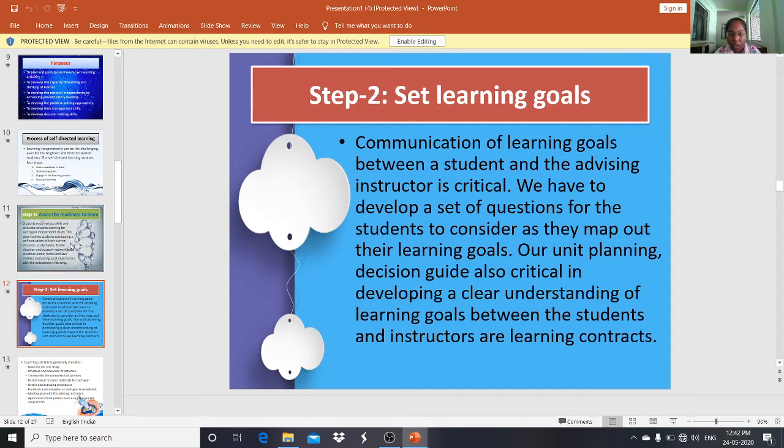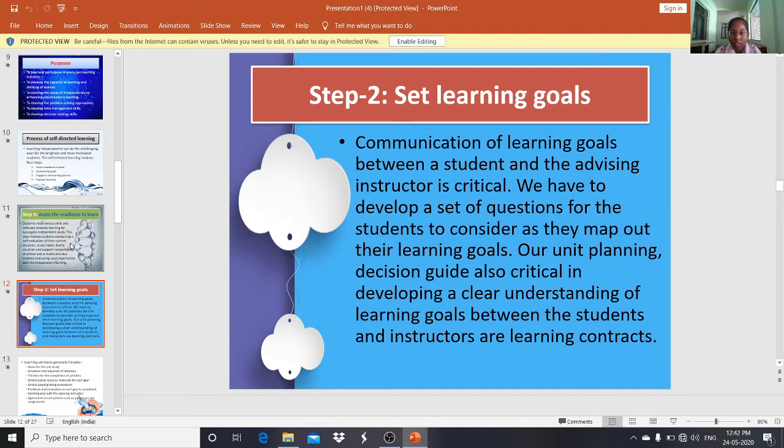We have to develop a set of questions for the students to consider as they map out their learning goals. Our unit planning decision guide is also critical in developing a clear understanding of learning goals between the students and the instructors, or learning contracts.